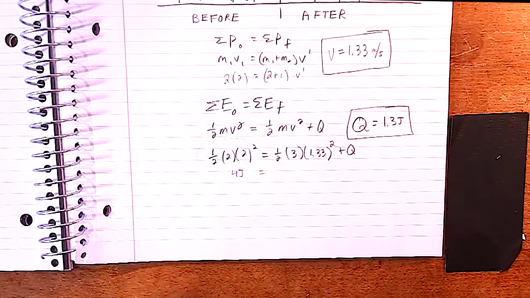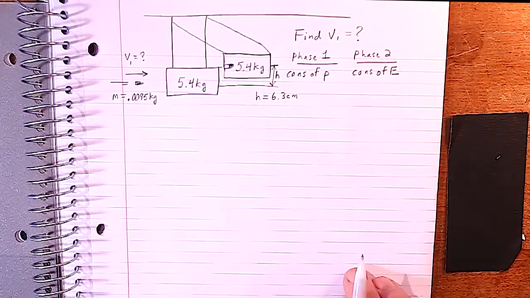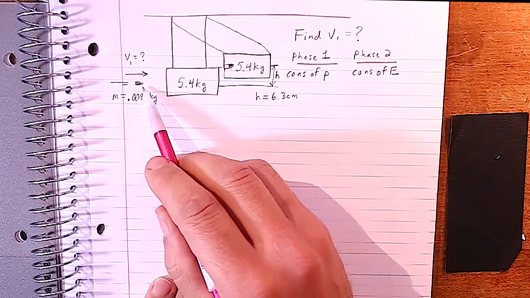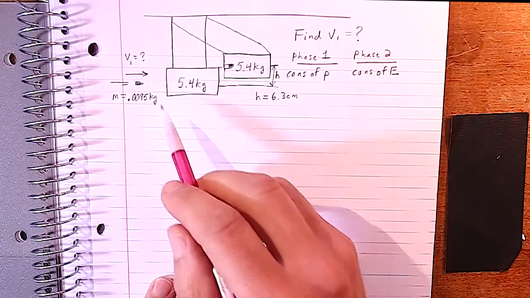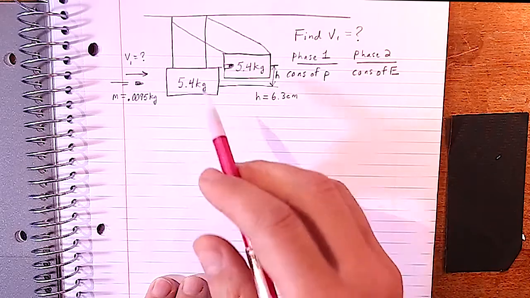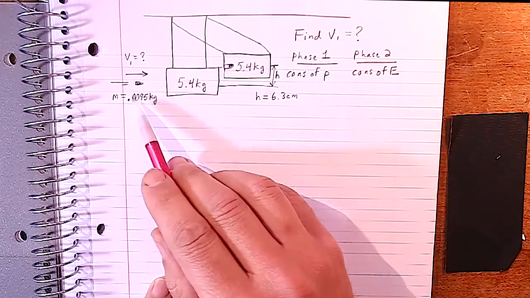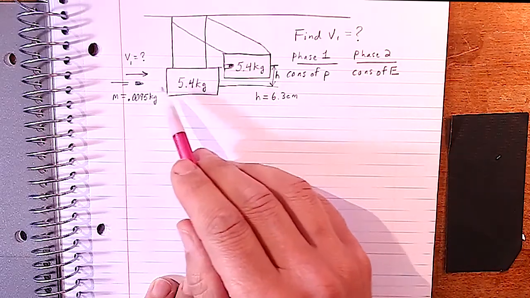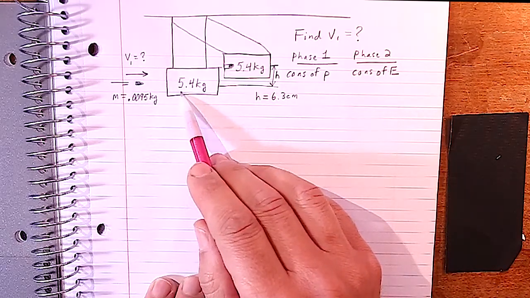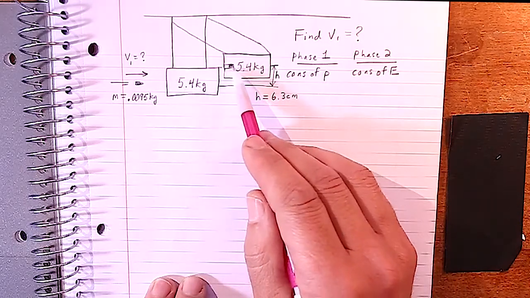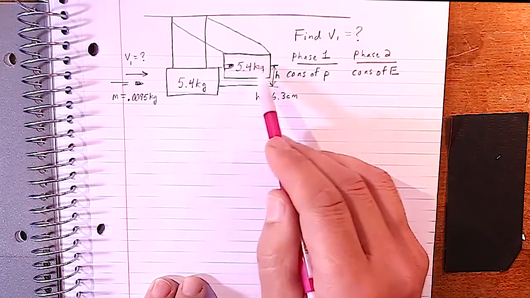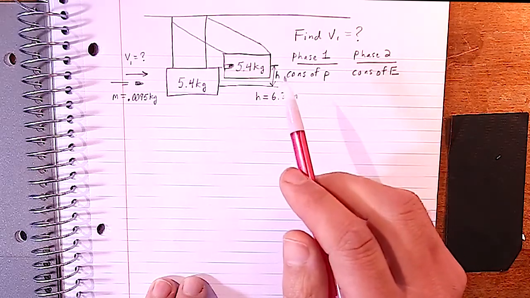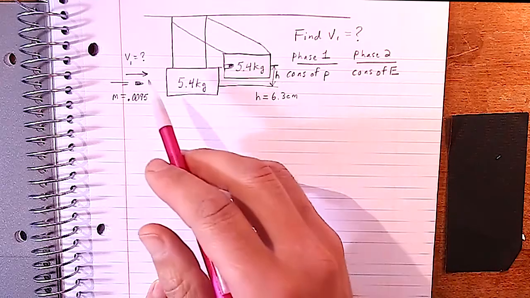This problem is called the ballistic pendulum, and it was originally used as a way to find the speed of a bullet before they had electric timing methods. So the way this problem works is we have a bullet cruising along at some unknown velocity, and it embeds itself in a block, and then the block and the bullet together swing up into this new position with a height h.